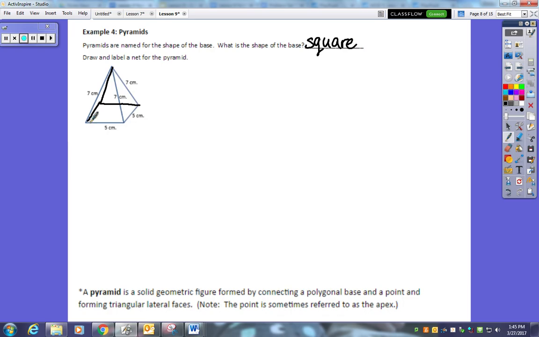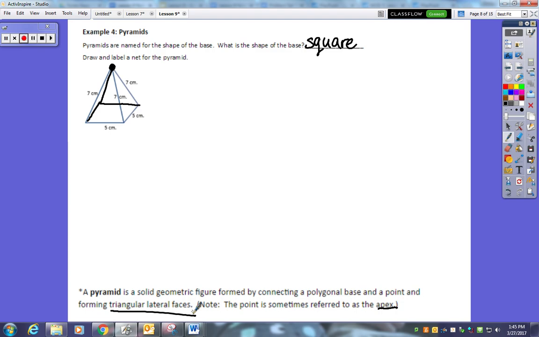Also notice that the endpoints of the square all come up to form this point, which is that apex that we were talking about down here. And all of the sides are triangles. So this is that piece here.